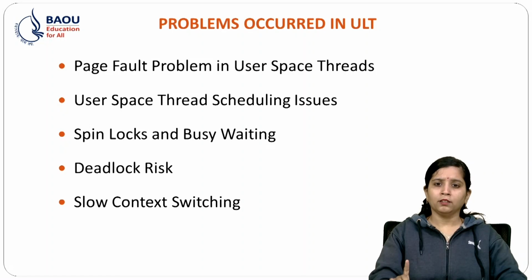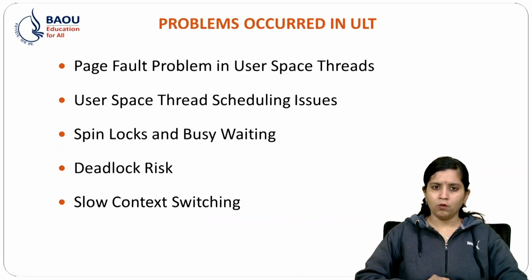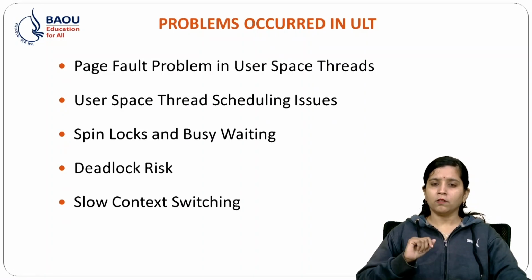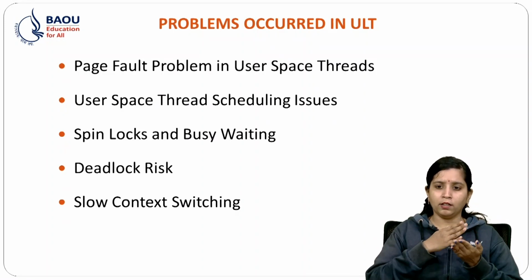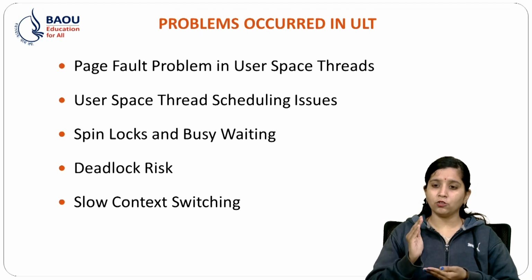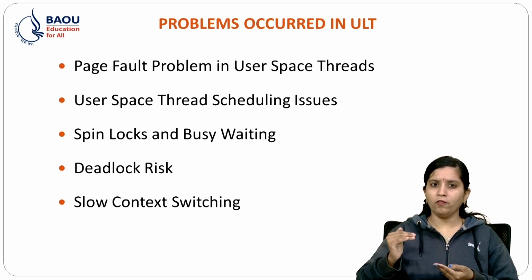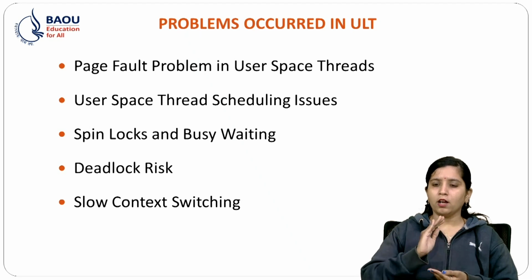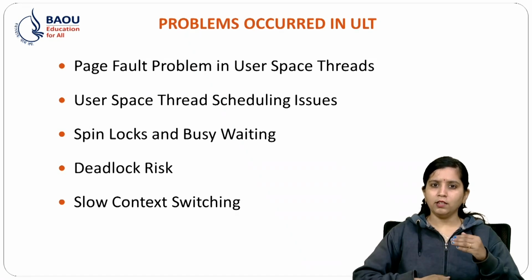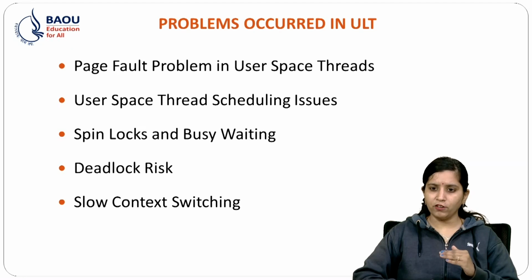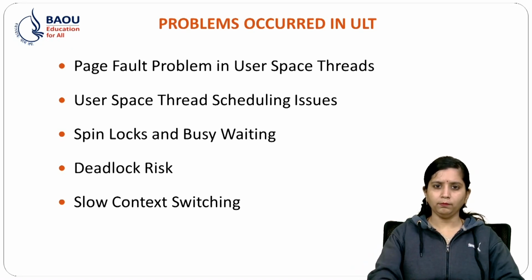And the last problem is slow context switching. Why slow context switching? Because when switching between threads the system has to save and load a lot of information, which is slower compared to kernel level threads. This can make the system less efficient in managing threads. So I hope now you get the idea about how user level thread works in the operating system.